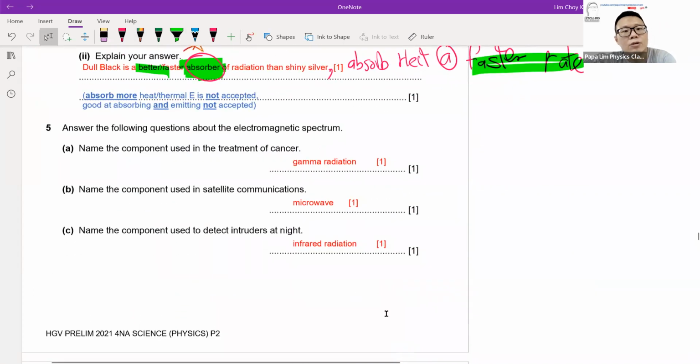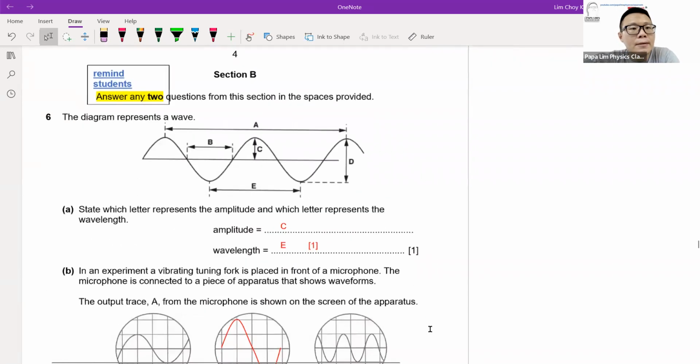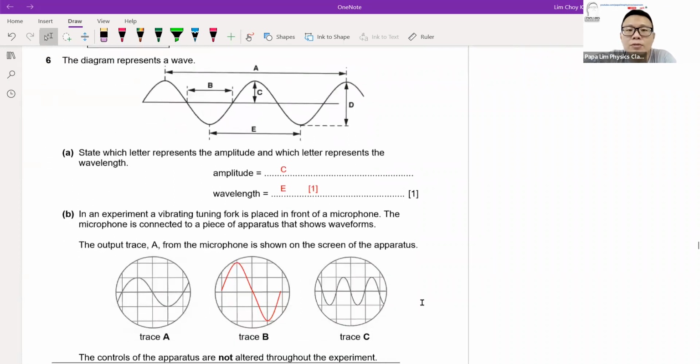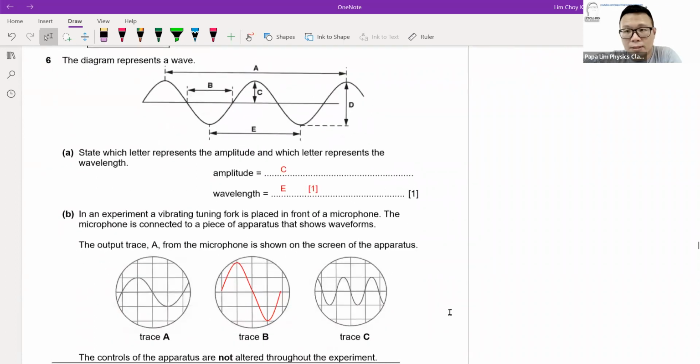Question 5, the component for gamma, microwave, the uses for gamma ray, X-ray, infrared. For this one, you just have to refer to the notes or your textbook to know what the factors are. Now section B, wavelength, amplitude. Know where they are in terms of labeling. So you need to be well versed in the shapes.